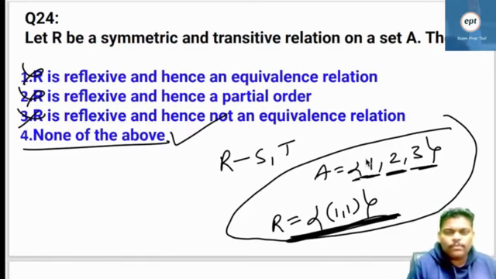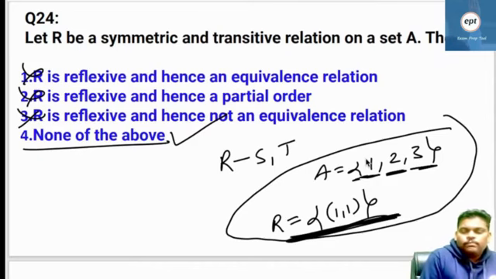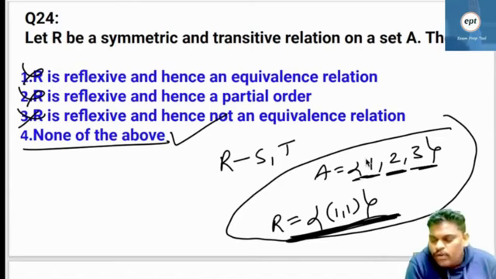Check if I am wrong. Then R is reflexive. Reflexive means all should be there, na? Reflexive means 1, 1 should be, 2, 2 should be, 3, 3 should be.